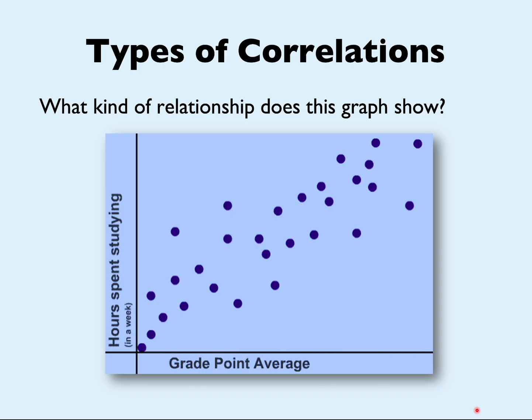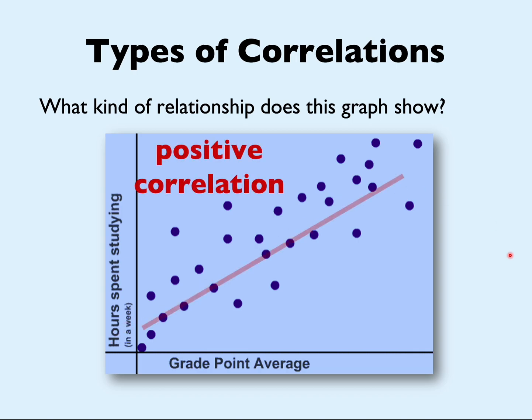And then what about this one? What kind of relationship? Hours spent studying. We already talked about this. And grade point average, you can see it's pretty obvious. It's totally obvious that these are forming a line that goes up. That is a pretty strong positive correlation.